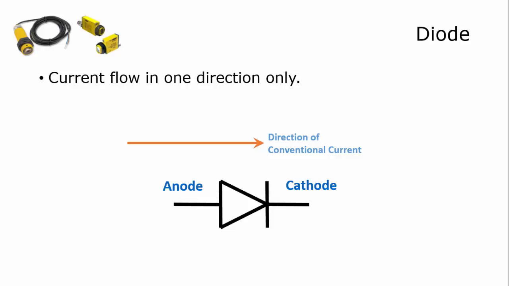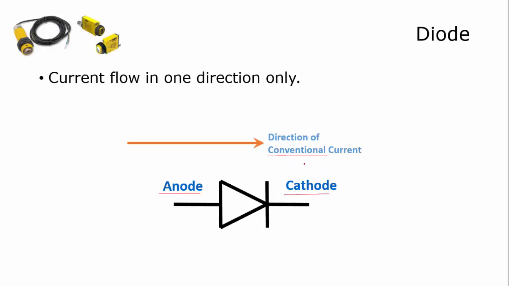So let's look at a diode. A diode has two leads on it, and those leads are the anode and the cathode. Take a look at the symbol. It's this arrow with a line. The arrow end of it is the anode. The cathode end of it is the line. Look at the arrow. The arrow is showing the direction of conventional current.